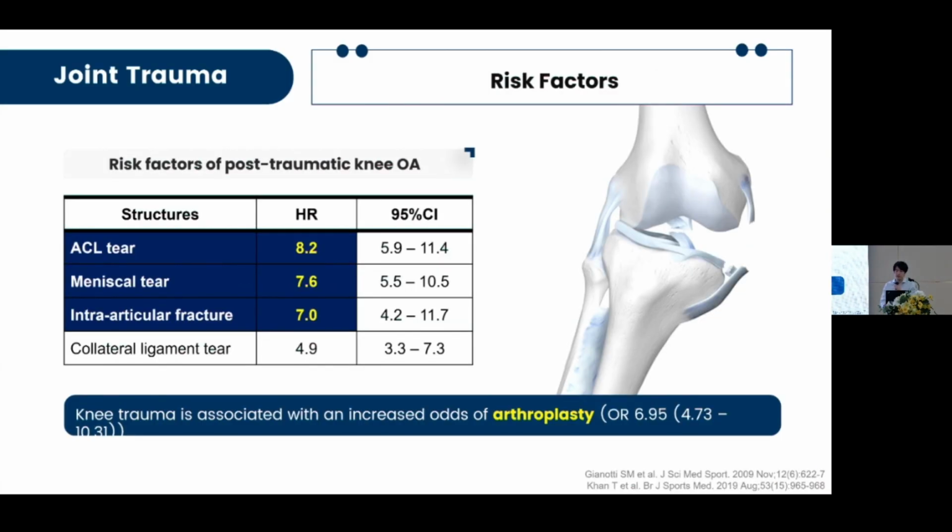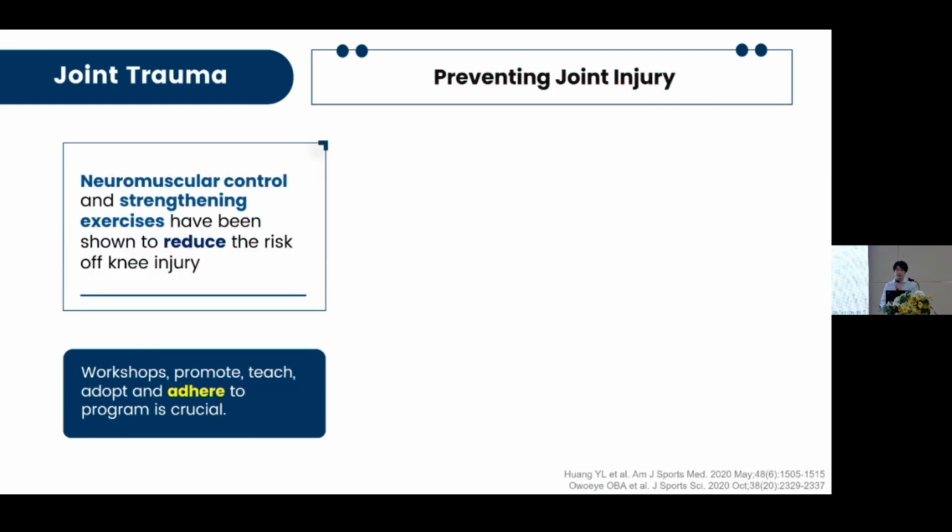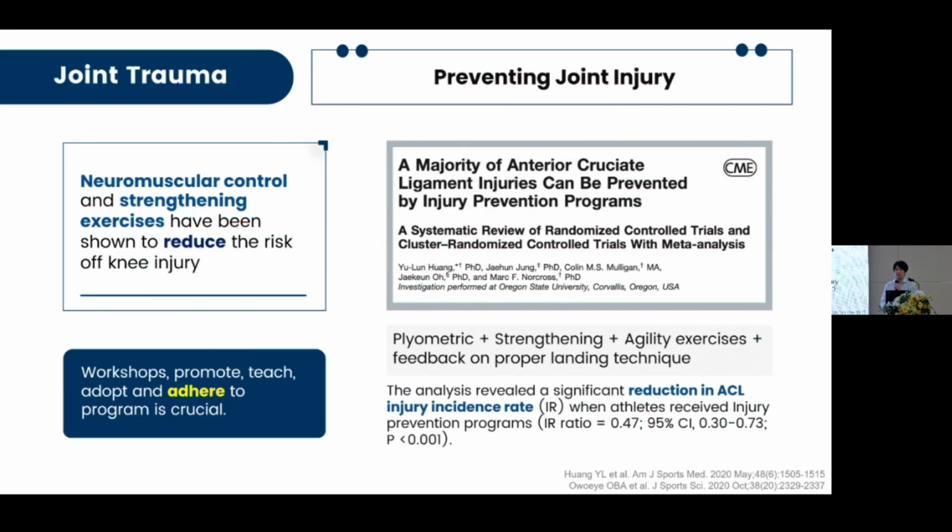To put this together into perspective, let's look at the risk factors of post-traumatic OA. This table summarizes findings on the link between knee injuries and OA risk. Certain injuries like ACL and meniscal tears are associated with a significantly higher risk. Therefore, preventing joint injury is key for OA prevention. For example, exercise programs with neuromuscular control and strengthening exercise could reduce the knee injury risk. And this analysis highlights the effectiveness of injury prevention programs in reducing ACL injury incidence.